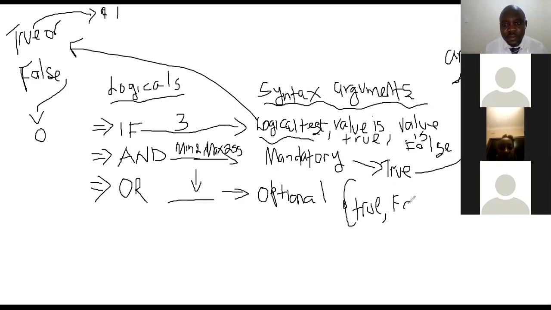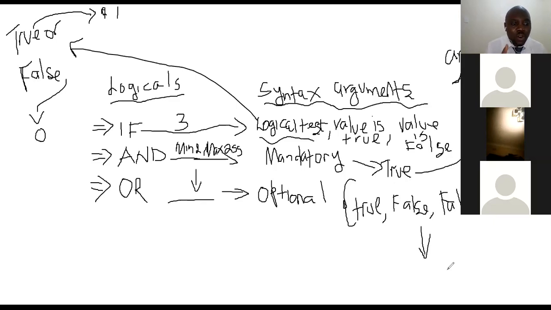You have false, and you have false. When you're using OR, what is the answer here, Chinzi? If in the OR formula you have true, false, false, what's the answer?